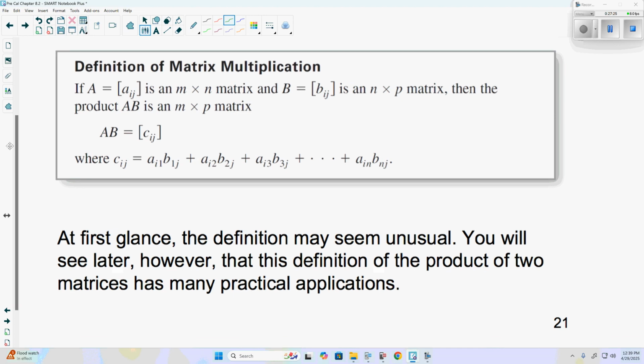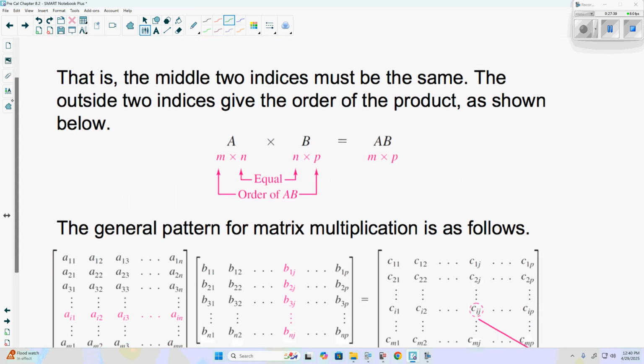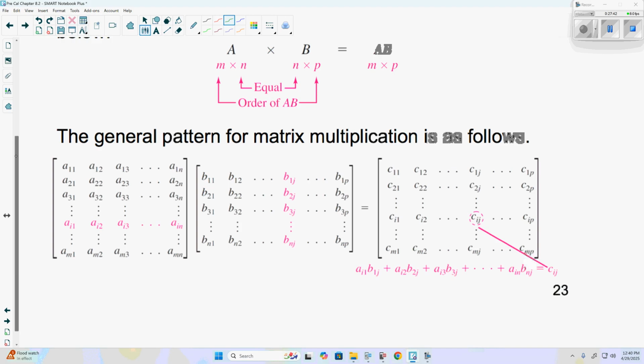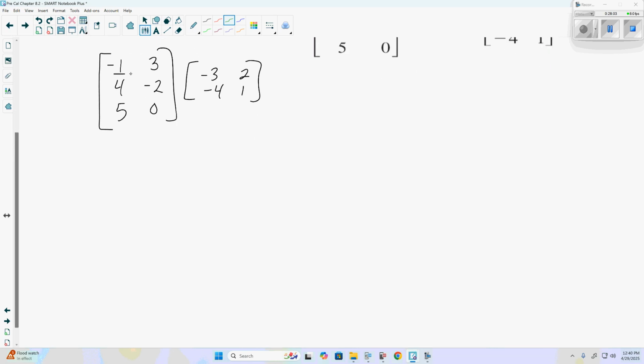Matrix multiplication: we can multiply 2 matrices if the number of columns in the first matches the rows of the second, over and down. Diagonal, we multiply, we get this here. For example, the product of A times B. If we did this by hand, negative 1, 3, 4, negative 2, 5, 0, and we multiplied it by negative 3, 2, negative 4, 1. The way we multiply these two matrices is over and down.